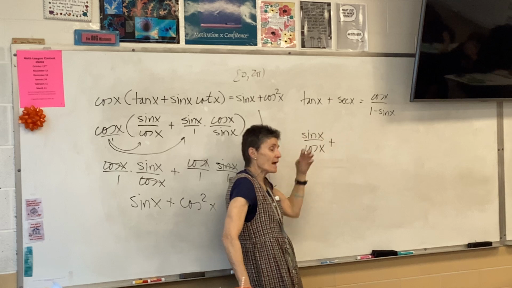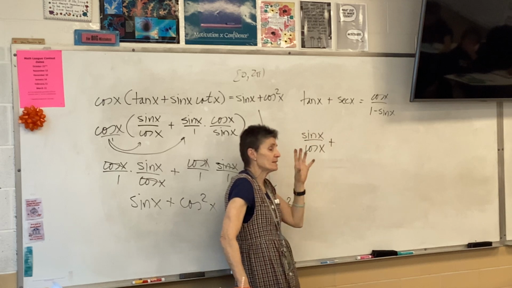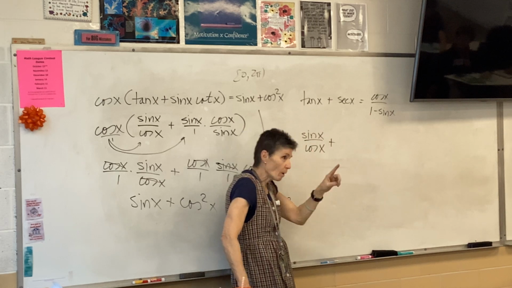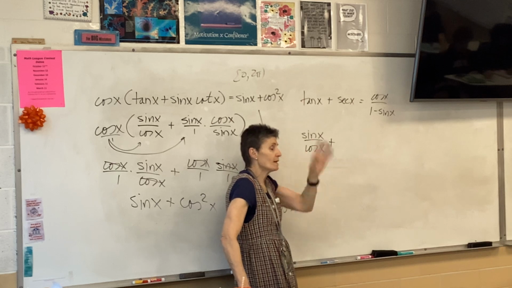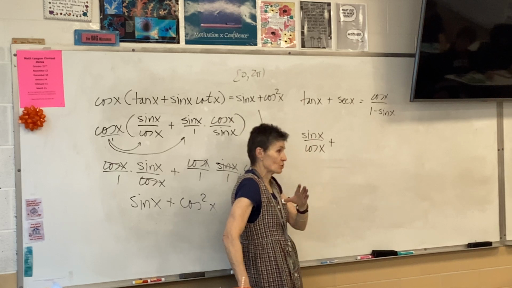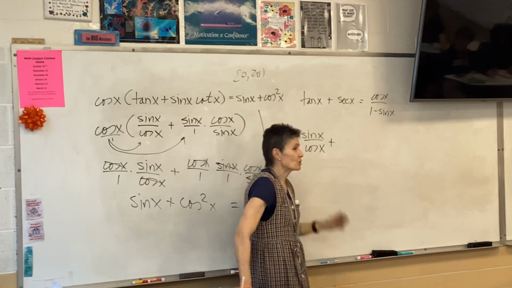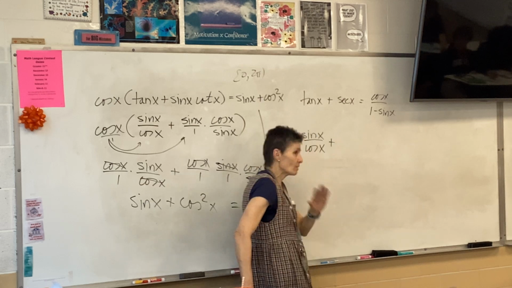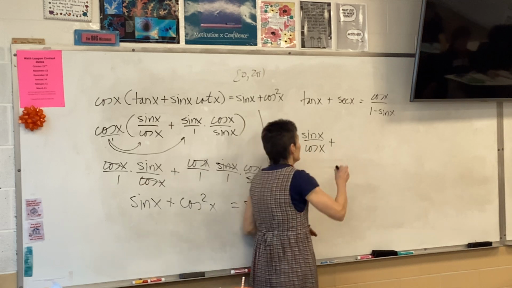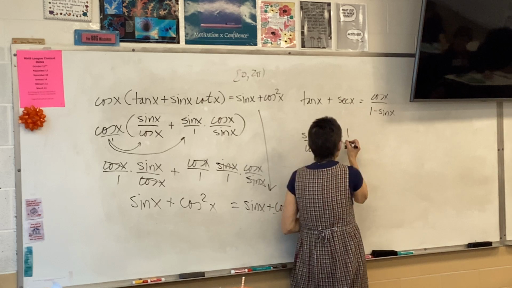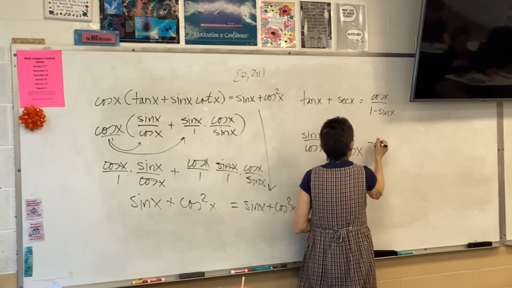Plus they're squared. So the Pythagorean identities are awesome, but they're squared. So 1 plus tangent squared is secant squared. I thought you could just remove that. You can't just remove the squares. Secant is 1 over cosine.